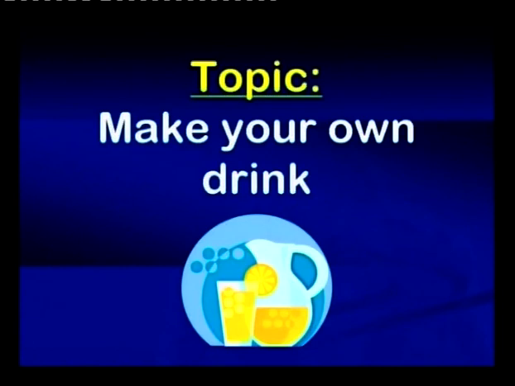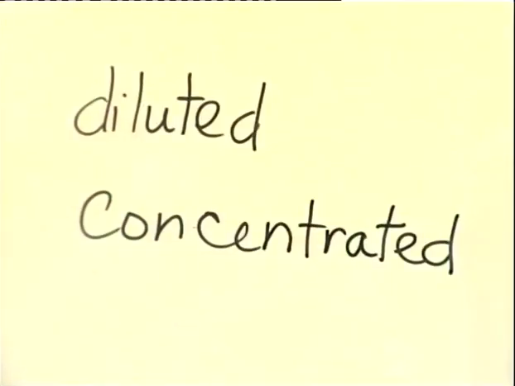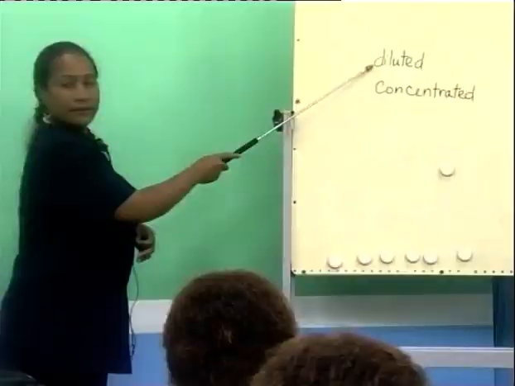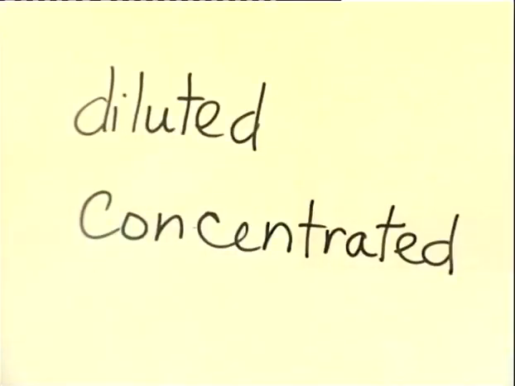Now, I'd like you to have a look at these two words on the whiteboard. Class, let's say this word together. The first one. Again. Not everyone is saying that. This word again. And the next word. Right, good. So in today's lesson, we will be using these two words, diluted and concentrated.